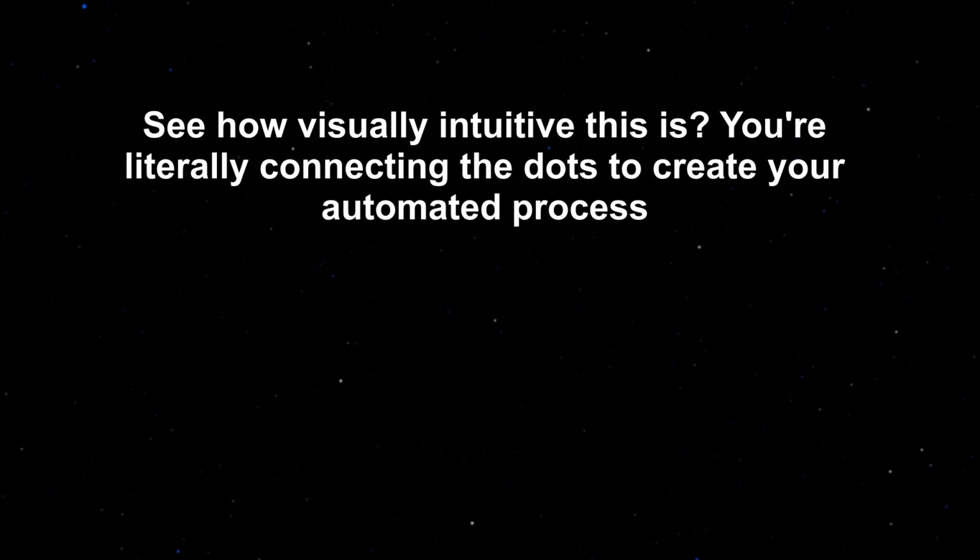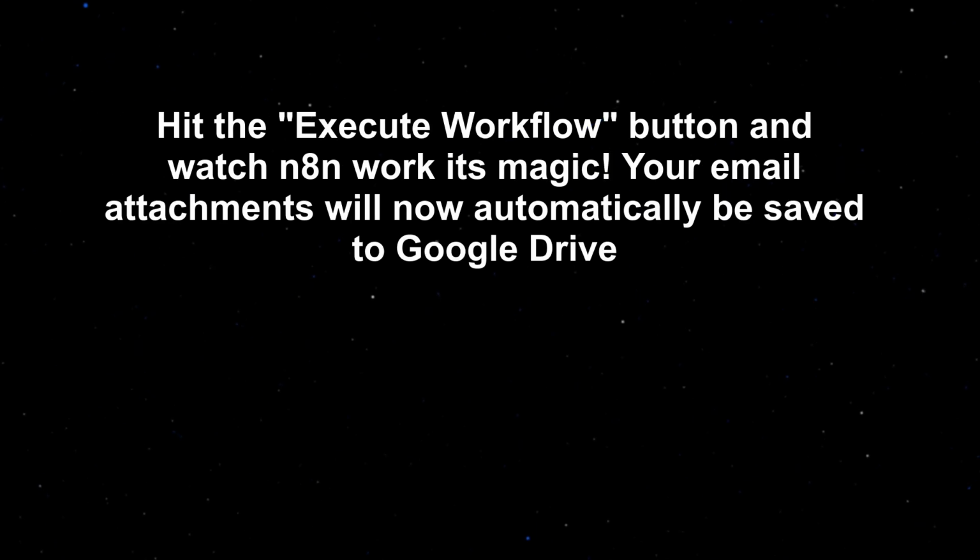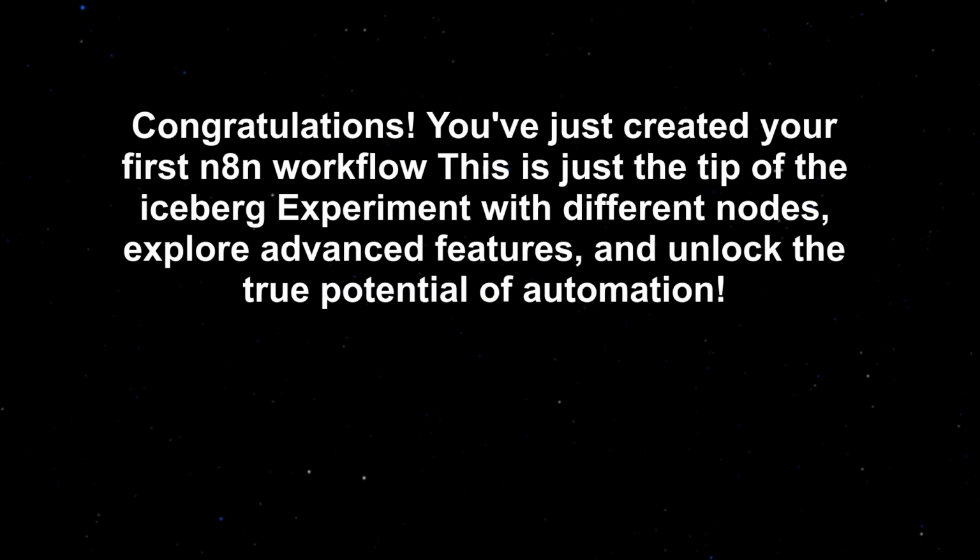See how visually intuitive this is? You're literally connecting the dots to create your automated process. Hit the Execute Workflow button and watch n8n work its magic. Your email attachments will now automatically be saved to Google Drive. Congratulations, you've just created your first n8n workflow. This is just the tip of the iceberg. Experiment with different nodes, explore advanced features, and unlock the true potential of automation.